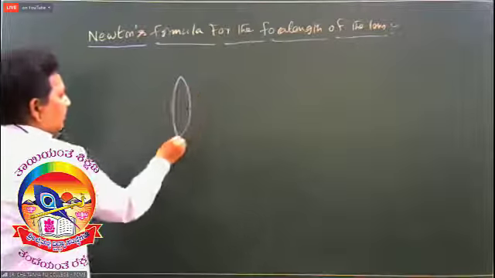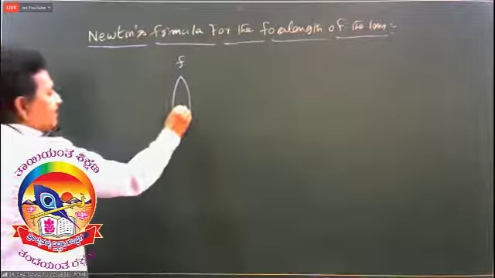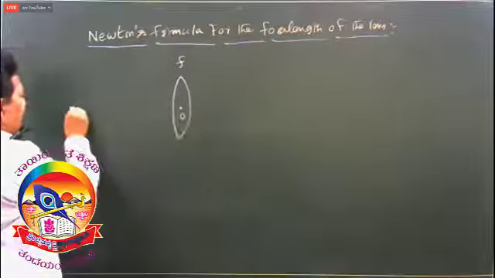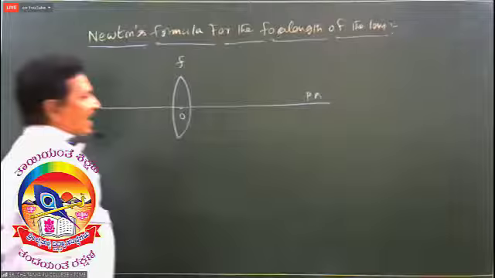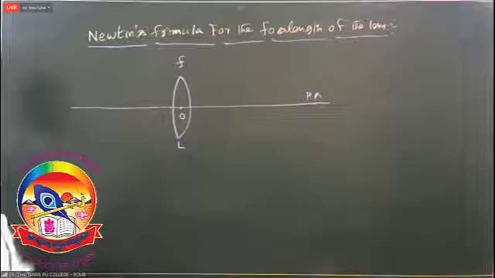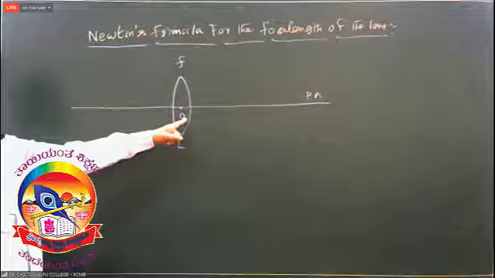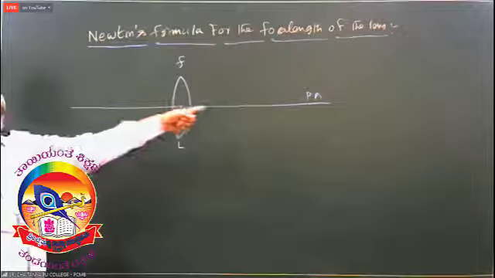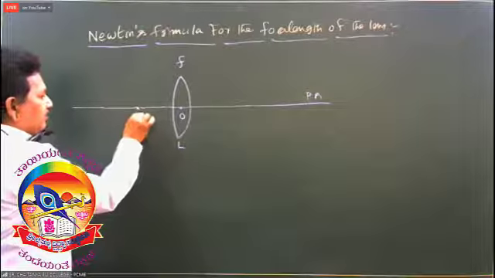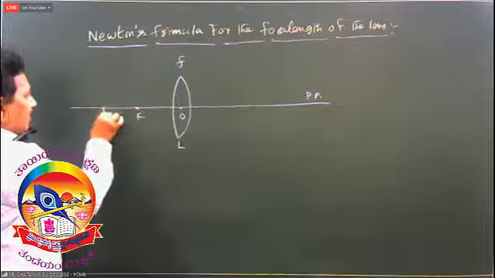Imagine we have to calculate that. O is the optic center. This line represents the principal axis. L represents the convex lens, O represents the optic center, and this line represents the principal axis. On this side, this is the principal focus and the center of curvature.